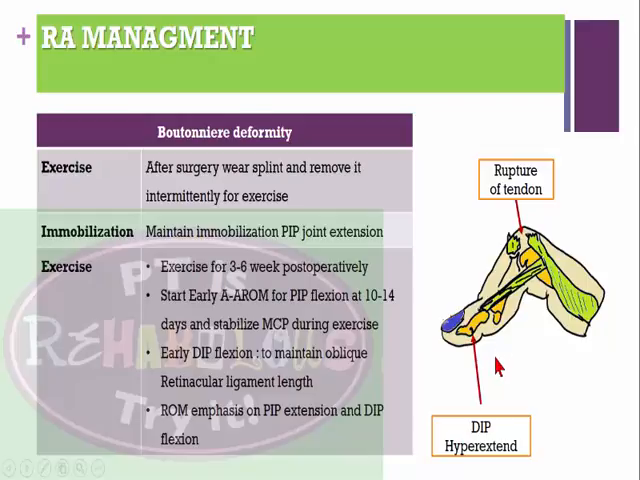We can start with active assisted range of motion of proximal interphalangeal joint flexion in 10 to 14 days, and we have to stabilize the metacarpophalangeal joint during exercise. If we are doing early distal interphalangeal joint flexion, then we have to maintain the oblique retinacular ligament. Range of motion emphasis, especially for proximal interphalangeal joint extension and distal interphalangeal joint flexion, because the deformity is hyperextension of DIP, so we are going to maintain it in flexion position.